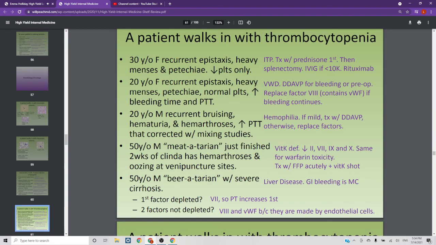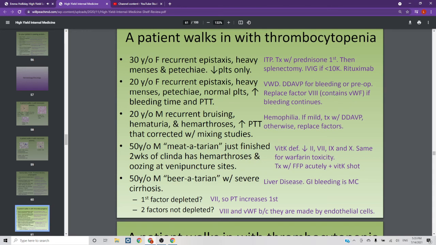Hemophilia. What's this mixing studies business? It means something's deficient, right? So if you've got a problem with PTT and you mix it with normal blood and it corrects, that means something was missing in the patient's blood that you added when you mixed. So that's what a mixing study does.